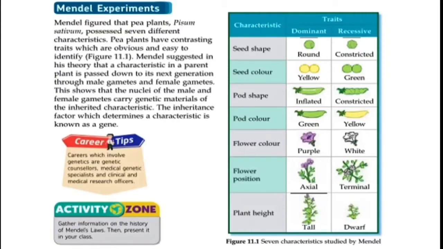Okay, Mendel suggested in his theory that a characteristic in a parent plant is passed down to its next generation through male gametes and female gametes. Okay, so this shows that the nucleus of male and female carries the genetic material of the inherited characteristic. So this inheritance factor is known as gene. So ingat, gene yang kawal pewarisan satu ciri itu kepada offspring. Okay, from parental to offspring. So kita parental gametes, dia carry the genetic material. Okay, the genetic material iaitu gene untuk certain characteristic.